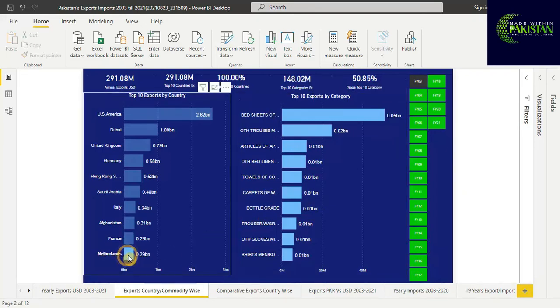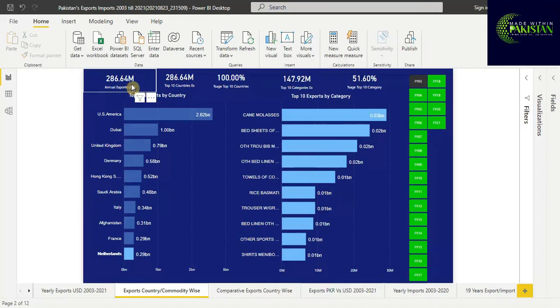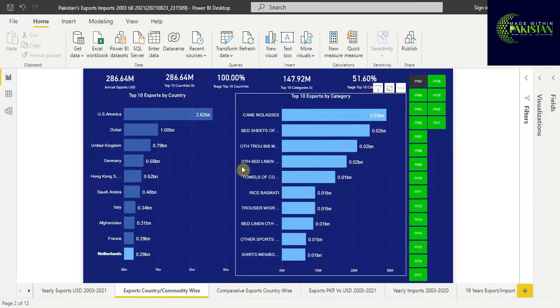And last, Netherlands, 286.64 million. Top 10 commodities contributed 147.92 million and the percentage is 51.60%. Cane molasses, non-textile product, 0.03 billion, and the rice at number 6, 0.01. The others are the textile groups.